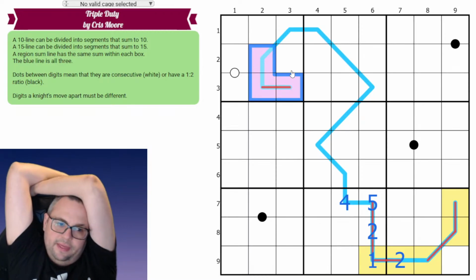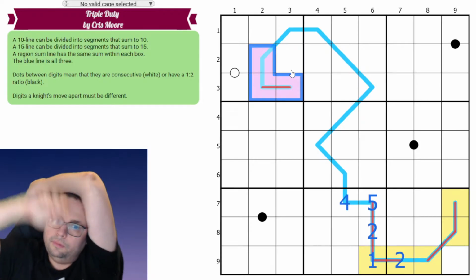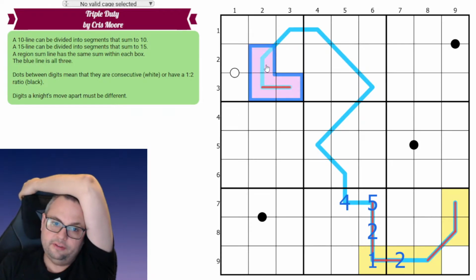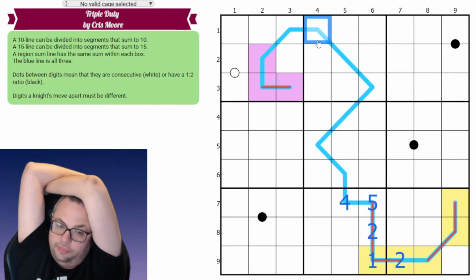Oh, but it breaks if I think about it up at the top. So we'd need these 3 to sum to 10. That would be a 2. So now we need either a 1 or a 3 here for my 15.